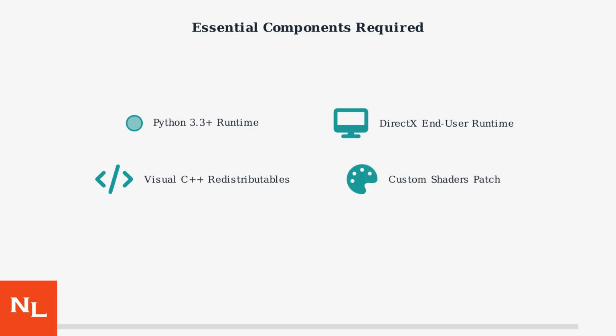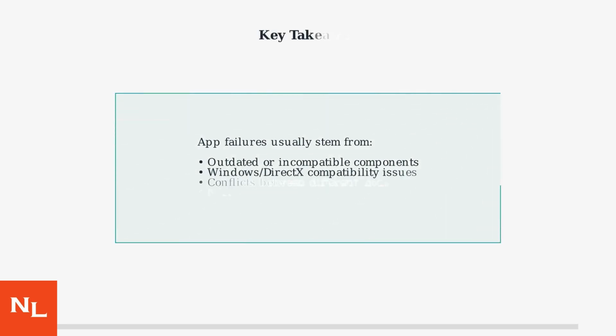For these apps to work properly, you need four essential components installed and up to date. These are the foundation that most Assetto Corsa modifications depend on. Keeping these components up to date and compatible with your Assetto Corsa installation is vital for app functionality. Understanding these fundamentals will help you troubleshoot issues more effectively.